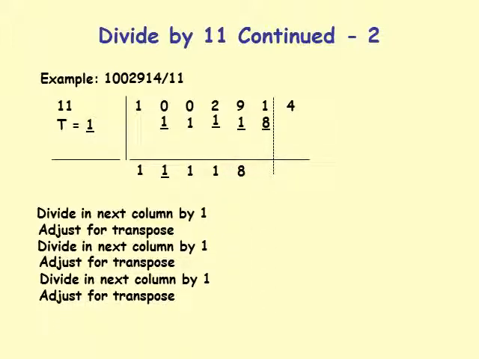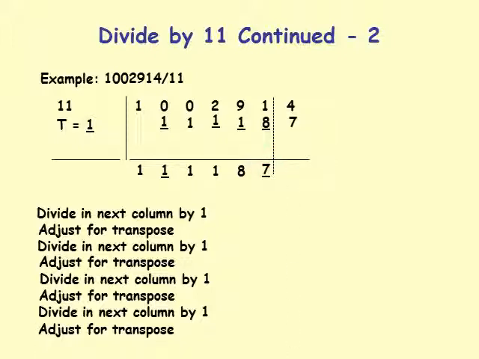Let's continue. In this column here, we have 1 minus 8, which is minus 7. We divide that minus 7 by 1. So we get minus 7 as a quotient. Minus 7 times minus 1 of the transpose equals plus 7. So that's my adjustment for the next column. Let's continue here.